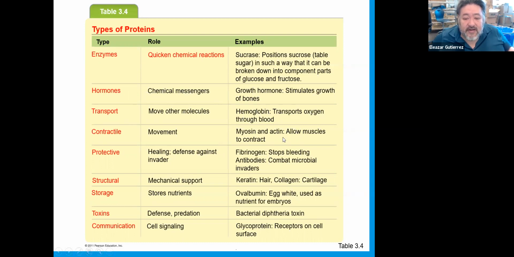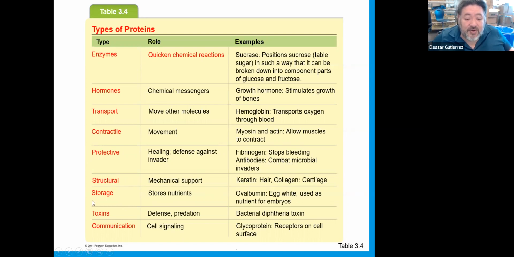Contractile movement, myosin and actin, which allow muscles to move. Okay. Protective, so healing defenses against an invader. I like the example of antibodies. So our bodies are protected by antibodies, which are again proteins, protective. Structural, okay? So keratin, hair, collagen, cartilage, all these things that hold our body together.